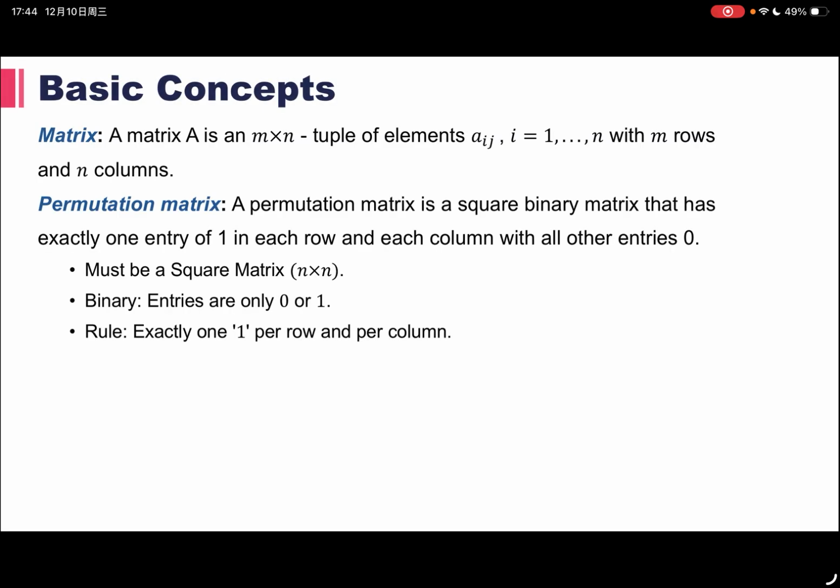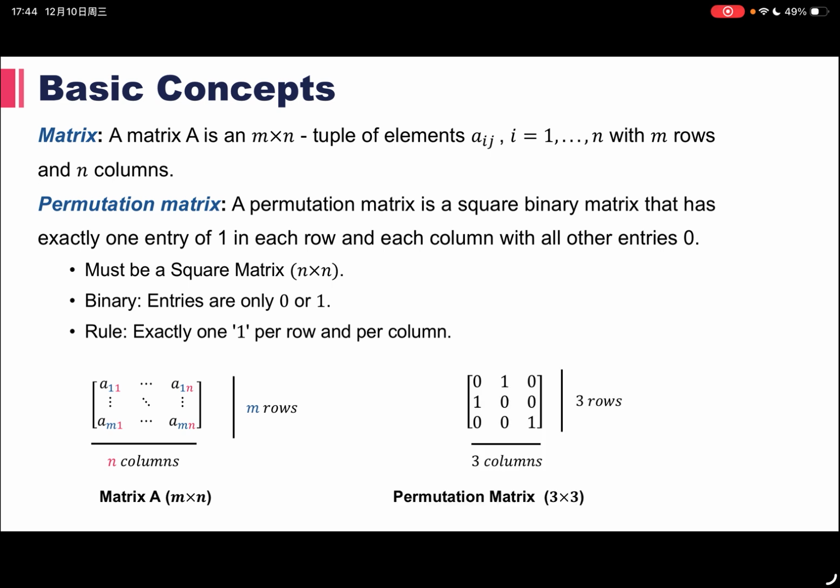So, what exactly is a permutation matrix? A standard matrix is simply a grid of numbers. A permutation matrix, however, is a special square binary matrix. It contains only ones and zeros. The rule is strict. There must be exactly one 1 in each column and each row. You can think of it as an identity matrix that has been scrambled.